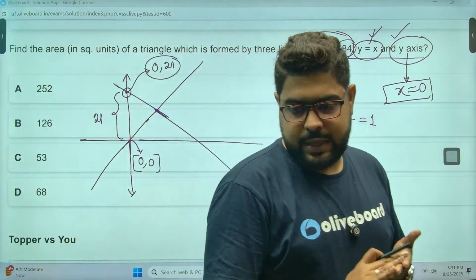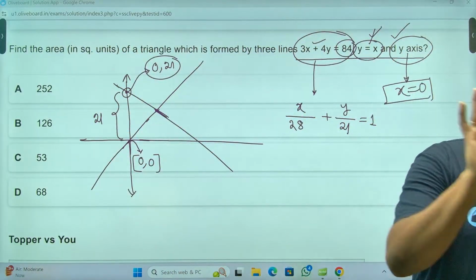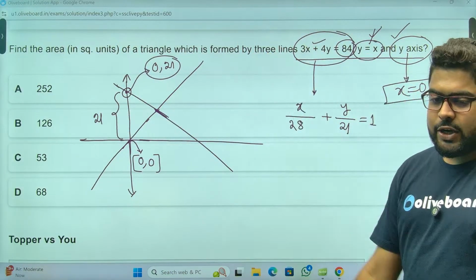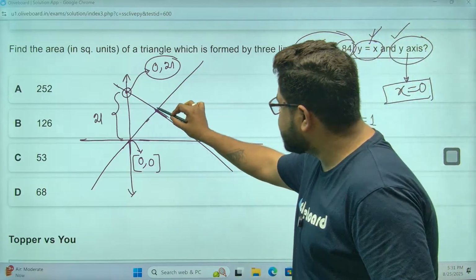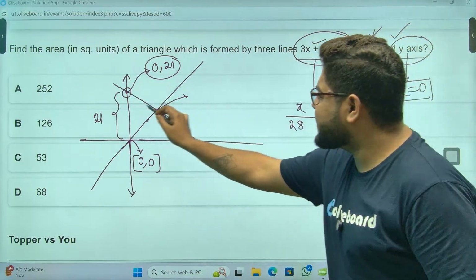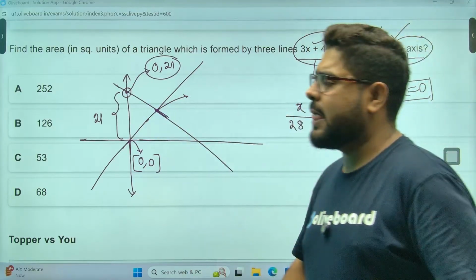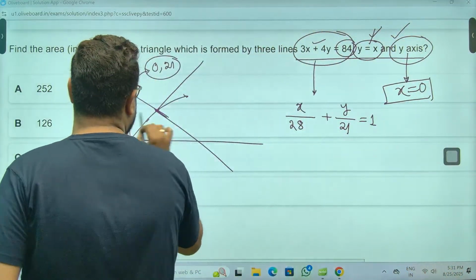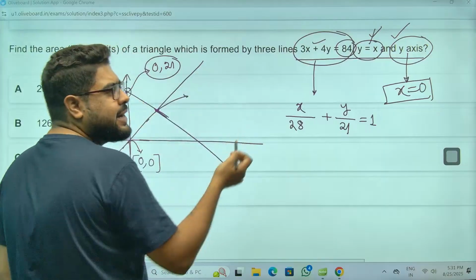First things first, this much is clear, everyone. I'm trying to explain this. 21. Now I need this point. Not only this point, just the x coordinate of this point, honestly speaking. I need the x coordinate. So if I need that, see how it will come.